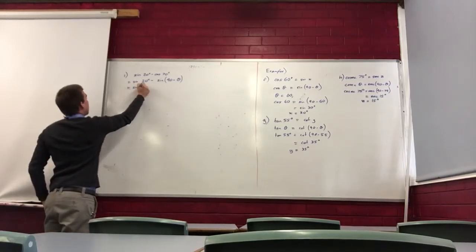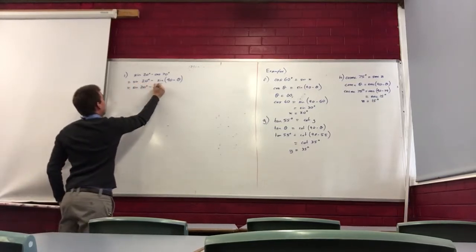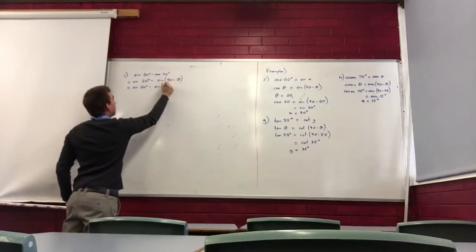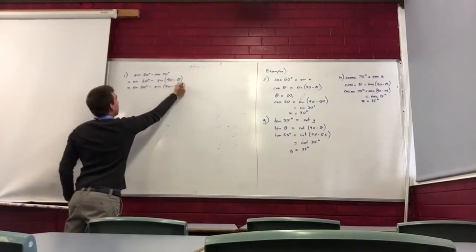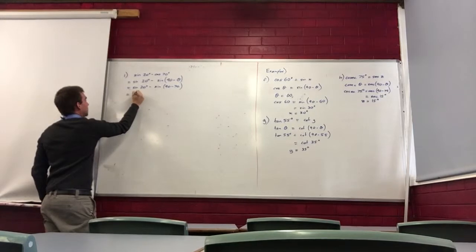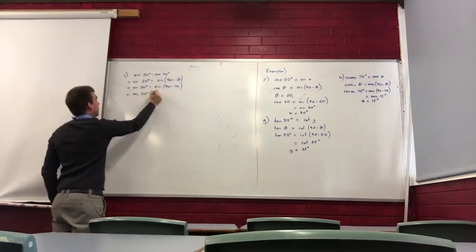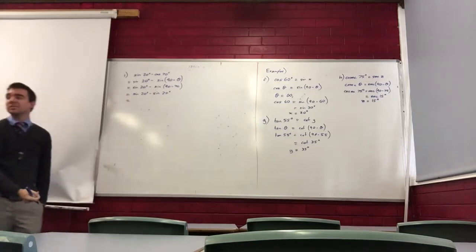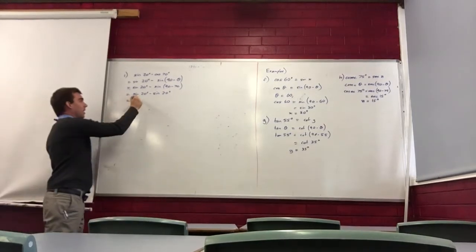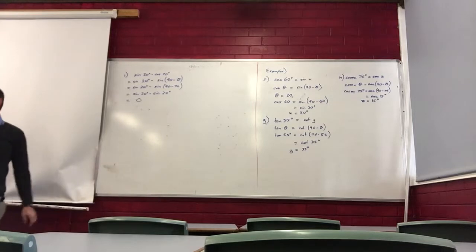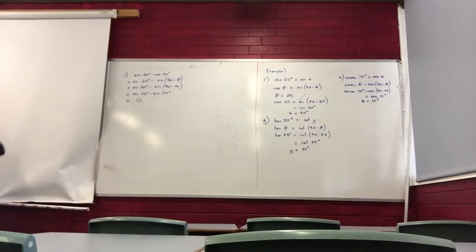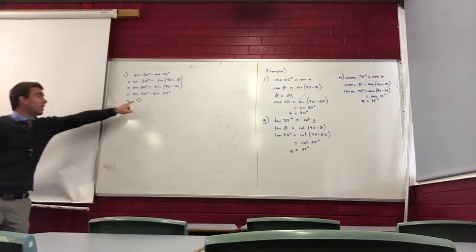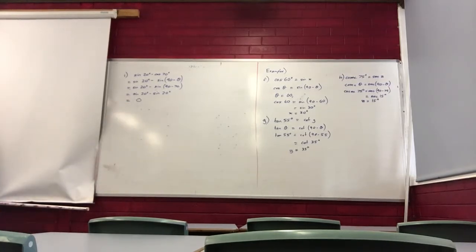So sine 20 degrees, take away sine of 90 take away 70. So we have sine of 20 degrees take away sine of 20 degrees, which equals 0. If you put sine of 20 take away cos of 70 into your calculator, it'll come up as 0.